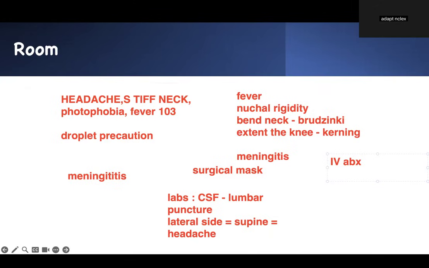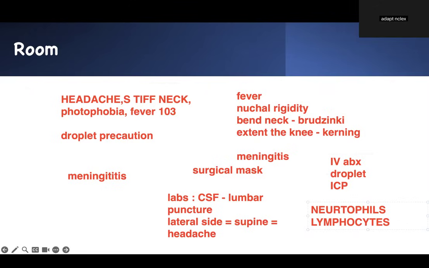We're going to continue with what? Our droplet precaution, infection control. And then we're going to monitor for ICP, because if the ICP goes up, we have a problem. This is the key. In the last thing, if you think this is bacterial meningitis, when you look at the CSF, cerebrospinal fluid, you're looking for neutrophils. If it's a viral problem, you're looking for lymphocytes, in case they give you that. But I'm just giving you little things so that you will be confident.